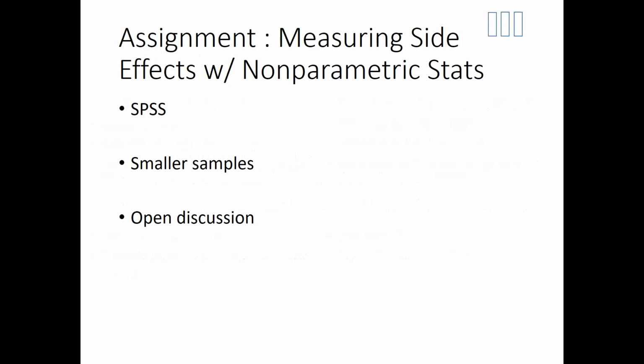Measuring side effects with non-parametric statistics. Remember, non-parametric statistics are used when we can't ensure those same assumptions that we looked at and learned about in the prior week. And so this is more of an application of when we can't assume normality, homoscedasticity, all those things. How do we still analyze data effectively? How do we tell if there's groups that are different from each other? So you're expected to do this in SPSS. How did that go? How did everybody do?